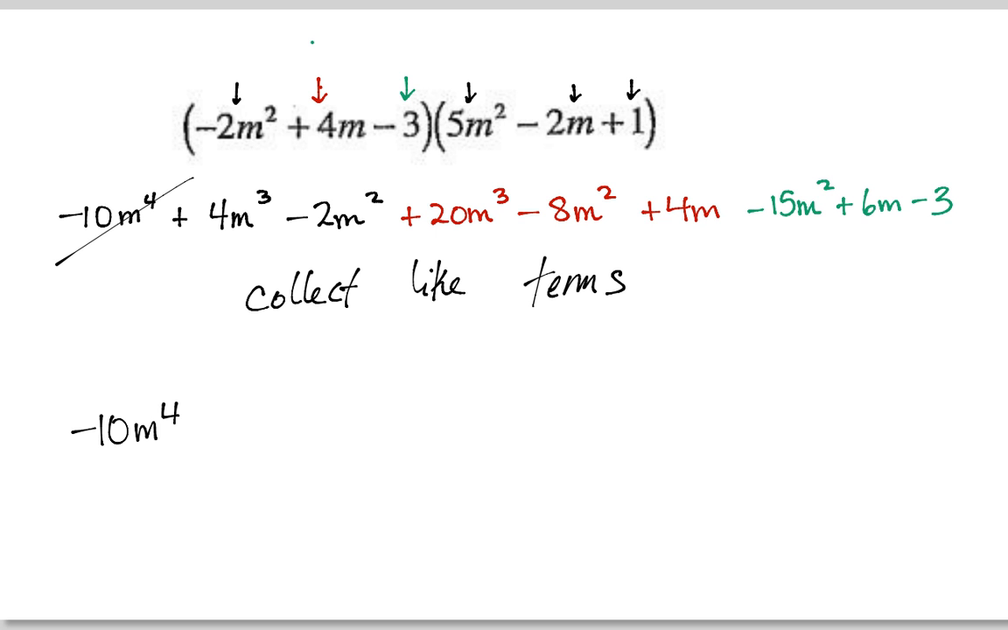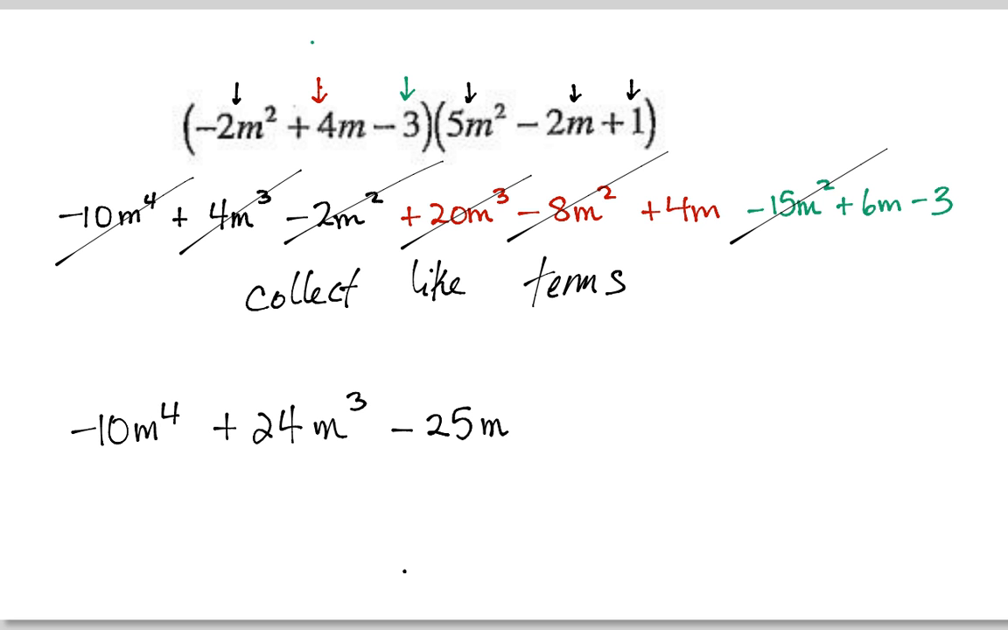Now find the cube terms. I got 1 and 2, and is that all of them? So I have to add those together. A plus and a plus makes more plus, so 24. Now jump to the m squares. A minus 2, a minus 8, that makes minus 10, and another minus 15 makes minus 25. I added up 3 negatives, it became more negative.